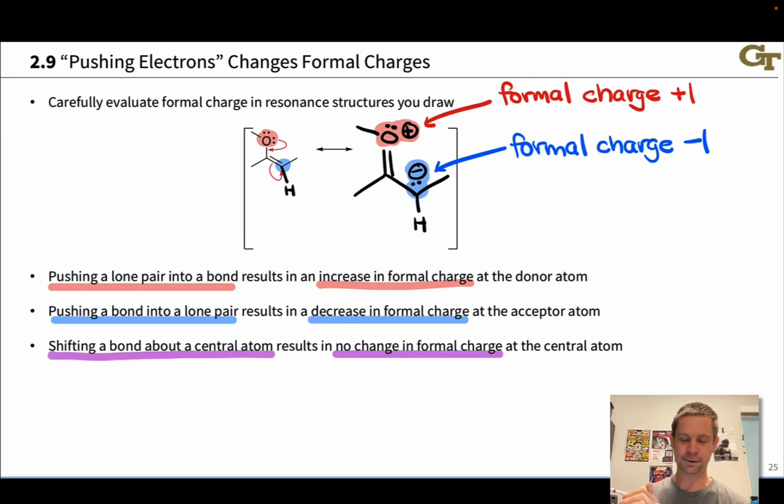Notice also what's happening at that central atom. Shifting a bond about a central atom from one atom to another causes no change in formal charge. This carbon highlighted in purple starts neutral and ends neutral. Really, its electron count has not changed at all. All that's changed is the position of the double bond about that carbon atom. And so it starts neutral, remains neutral. No change in formal charge at the central atom when we flow electrons like this.